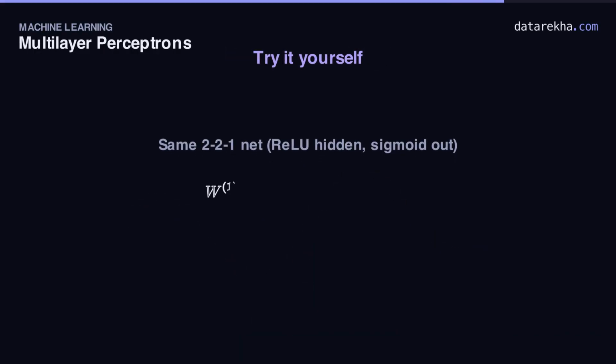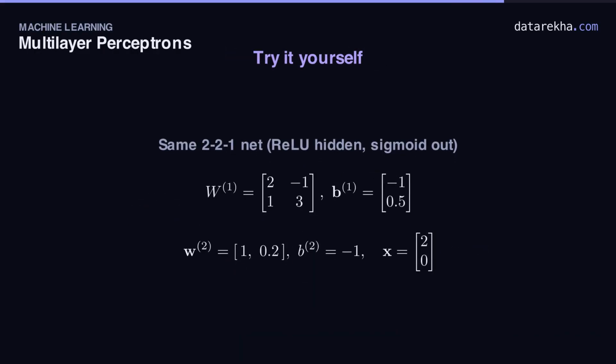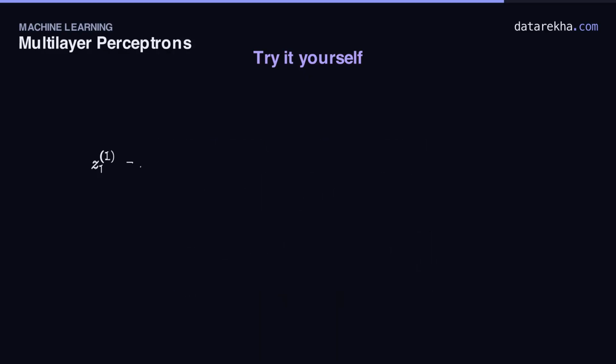Your turn. Same little network as before. ReLU hidden, sigmoid output. But feed it a new input, 2 and 0. Pause the video. Run the whole forward pass by hand, and find the output y. I'll wait. Here's the walkthrough.